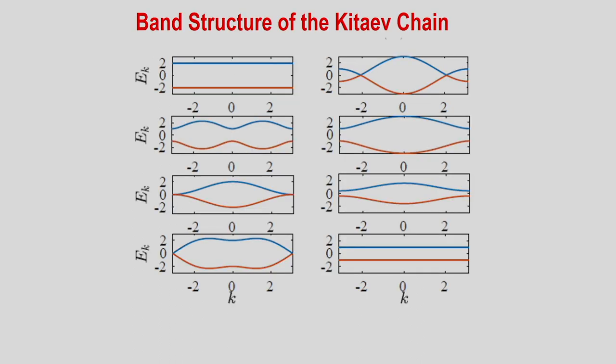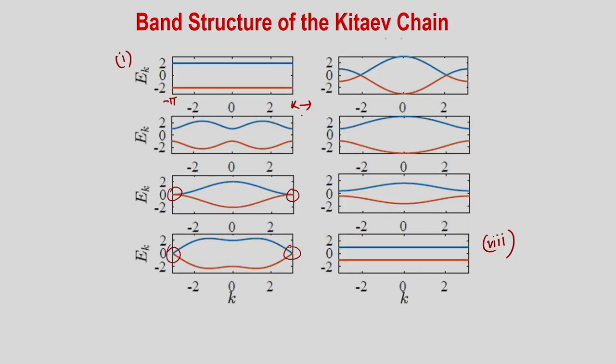So, these are the 8 band structure plots that are shown. This corresponds to 1 and this corresponds to 8. All of them, 2, 3, etc., are shown here. And you see that there are these gap closing points here, here and so on. These are the points which demarcate the trivial to topological phase, so that the system undergoes a gap closing transition.